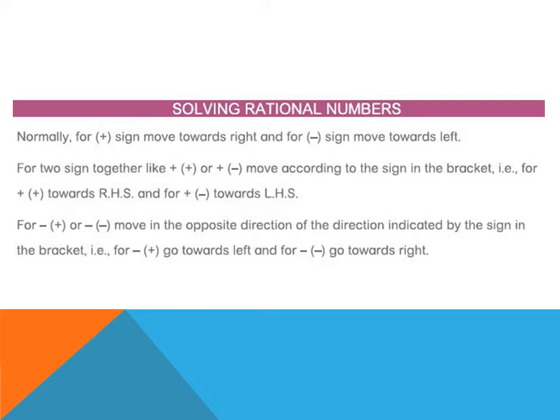Solving rational numbers. Normally for the positive sign move towards right, and for negative sign we move towards left. For two signs together like plus plus or plus minus, move according to the sign in the bracket. That is, for plus plus towards right hand side and for plus minus towards left hand side. For minus plus and for minus minus, move in the opposite direction of the direction indicated by the sign in the bracket.